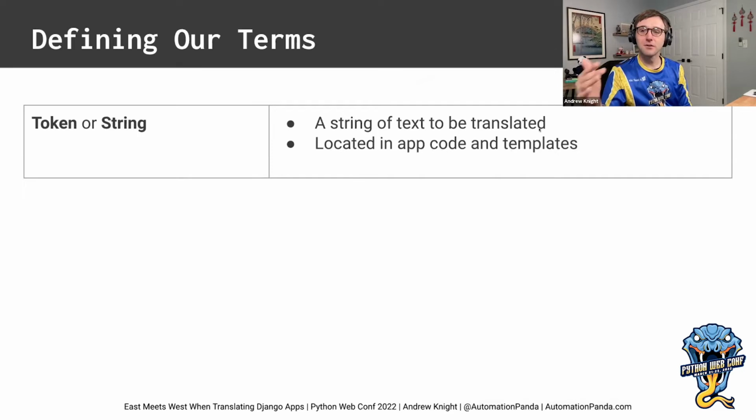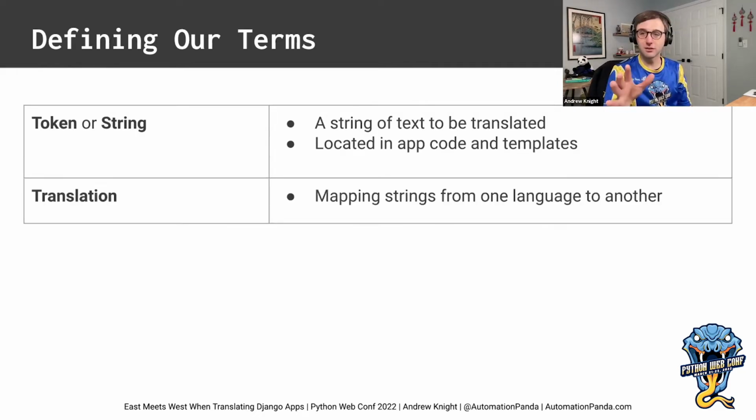So as part of this workflow, there are a few key terms that I want us to use carefully, because that will help us understand what we mean when we say a token or a string or a translation versus internationalization. When I say the word token or the word string, what I'm referring to is a string of text that can be translated. These strings or tokens will be located throughout your application code and also in your templates. Basically, any string or token that appears publicly on your site is something that you will want to translate.